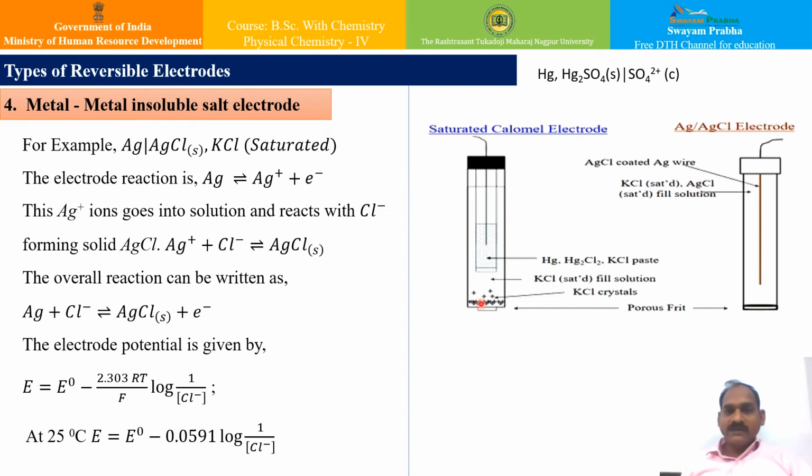Now, some mercury is already placed inside this tube before filling the calomel paste, that one has to keep in mind. And this particular half cell electrode can be utilized for many reactions, or many laboratory studies. We can use this calomel electrode, isn't it? So this is how this very important metal insoluble salt electrode is constructed. We will see the construction of calomel electrode further in this lecture also.